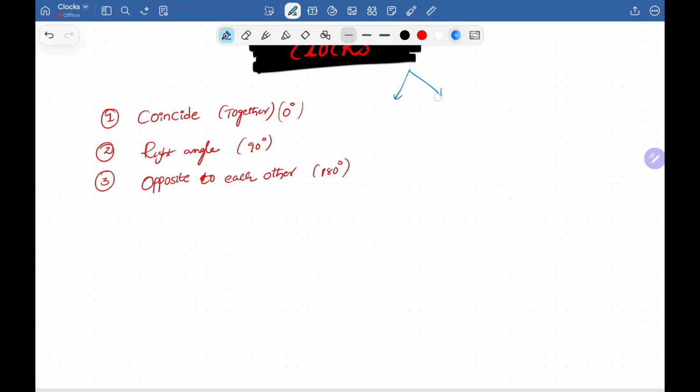I'm dividing clocks into two parts. One is angles, and the second one is actual time and mirror time. So today we are focusing on angles. It's a very easy thing.